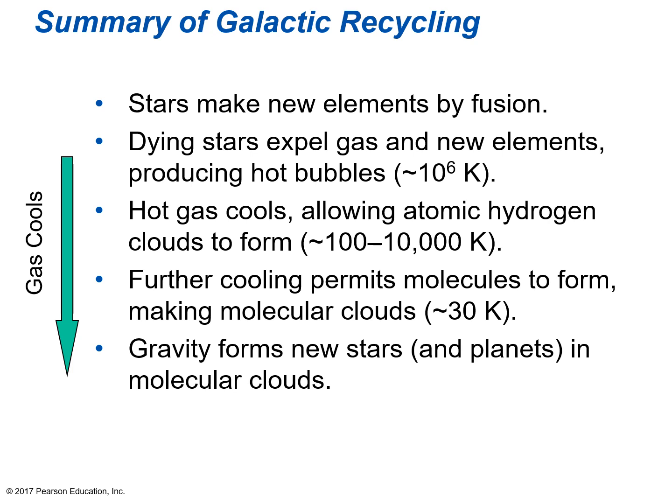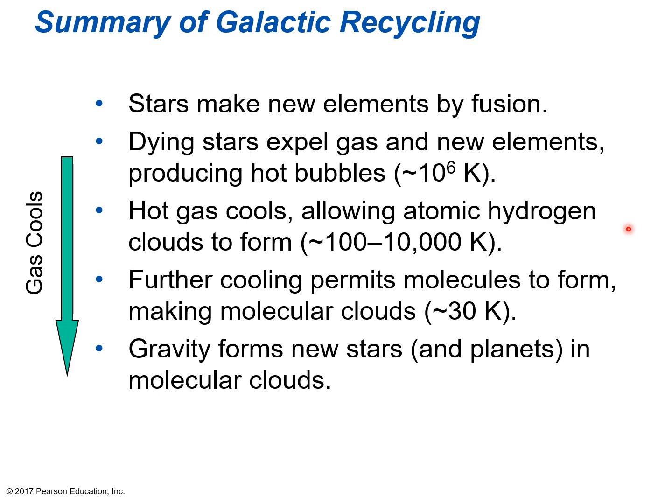Here's our summary of galactic recycling. Stars make new elements by fusion. You learned about that in chapter 17. The dying stars expel gas and new elements, producing hot bubbles that are about 1,000,000 Kelvin, so that's going to give off X-rays. The hot gas cools, allowing atomic hydrogen clouds to form. That's going to be anywhere between the very low temperature of 100 up to about 10,000 Kelvin. Now remember, the surface of the sun is 5,800 Kelvin, so some of these gas clouds are actually higher temperature than the surface of the sun.